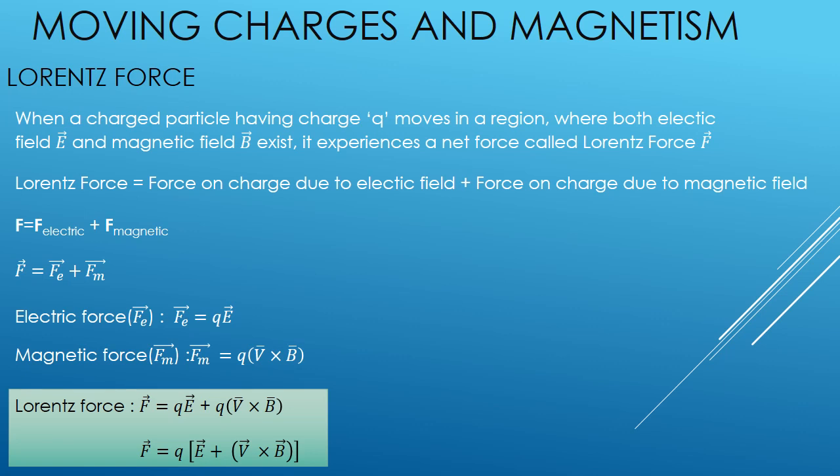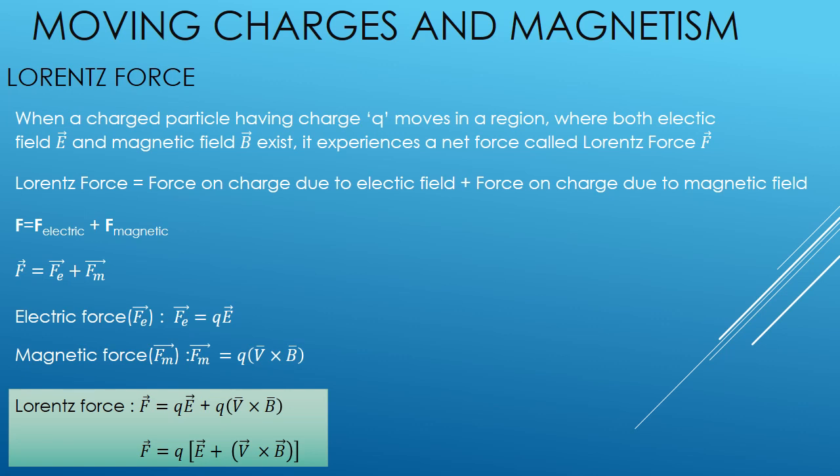So how can we define Lorentz force? When a charged particle having charge Q moves in a region where both electric field and magnetic field exist, it experiences a net force called Lorentz force. That is, Lorentz force is equal to the force on the charge due to electric field plus the force on the charge due to magnetic field. So we can write Lorentz force F is equal to F electric plus F magnetic, that is Fe plus Fm.